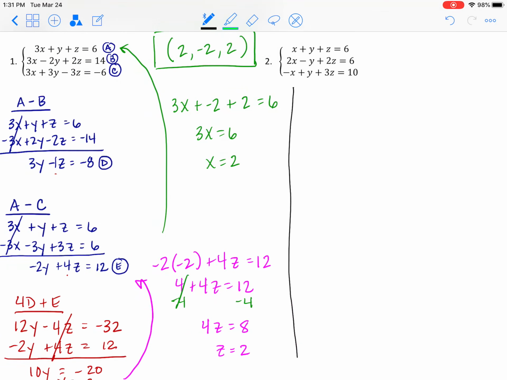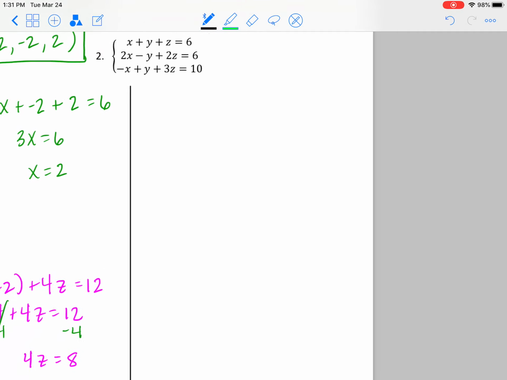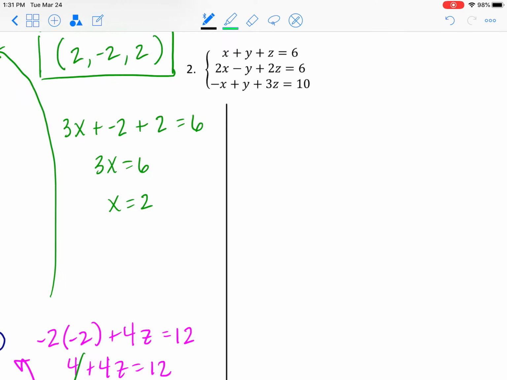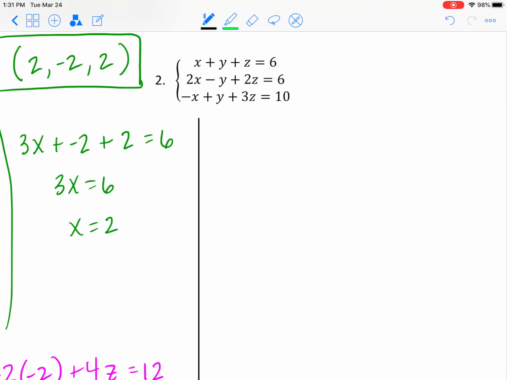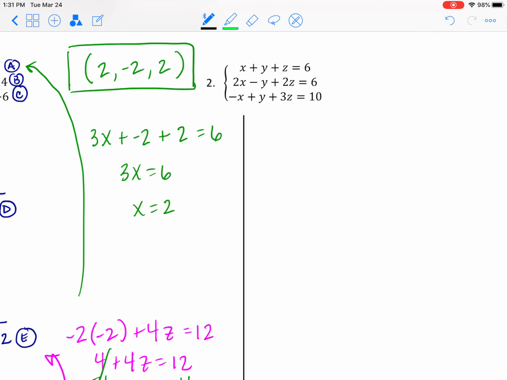Let me just make a little barrier here. So we're going to try that again with these new equations. And feel free to pause the video and give this a try on your own if you're feeling pretty confident. And then you can come back and see if you did it right. So again, just for organizational purposes, I'm going to call this A, and this B, and this C. Maybe I should turn off this shape tool. Okay, so A, B, and C.